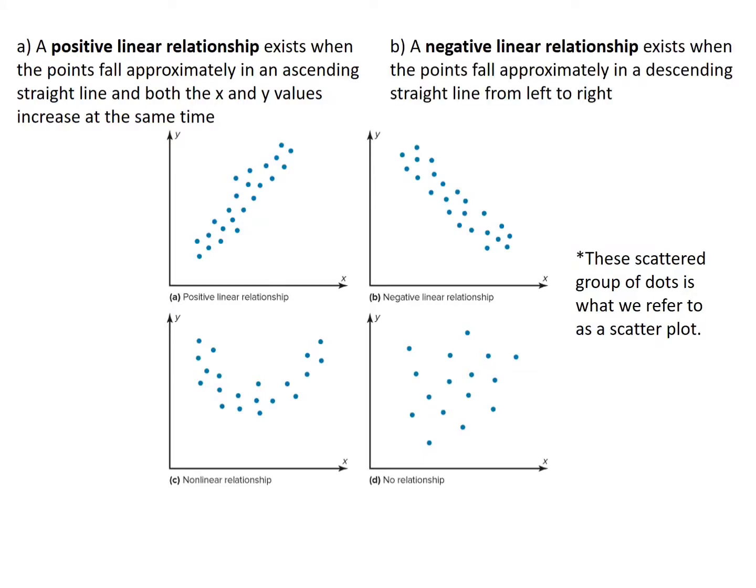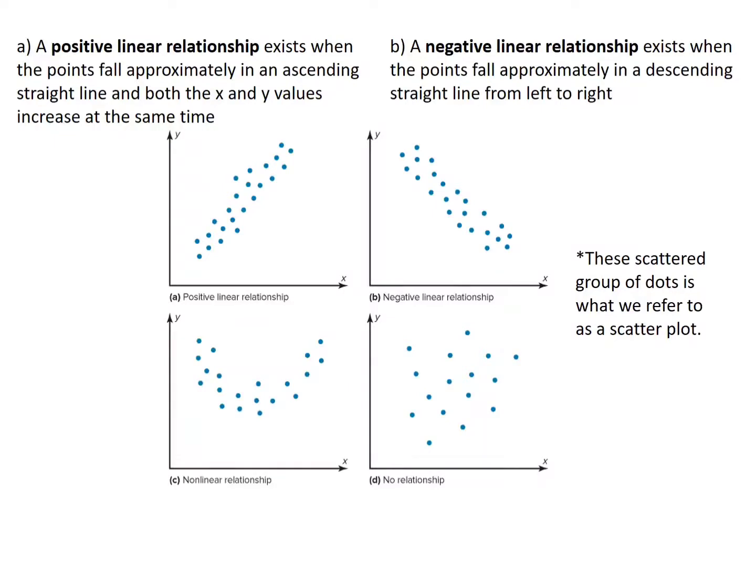While a negative linear relationship exists when the points fall approximately in a descending straight line from left to right. So again, as you can tell, y and x are decreasing towards the right, from left to right. So let's think of a line, right? A line is positive going up to the right, and the line is negative going left to right.